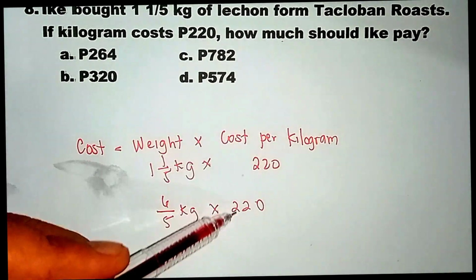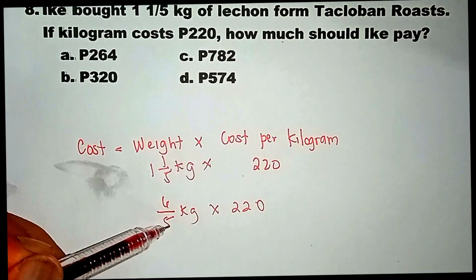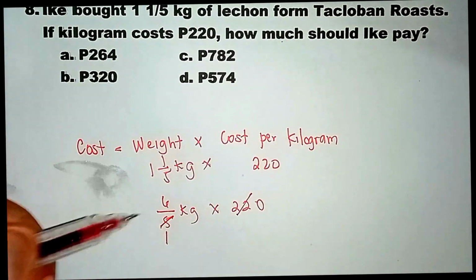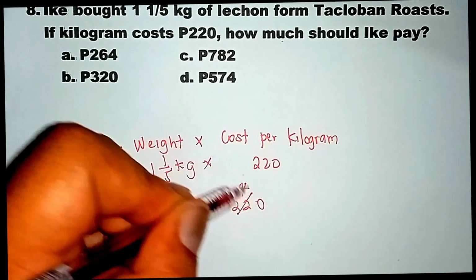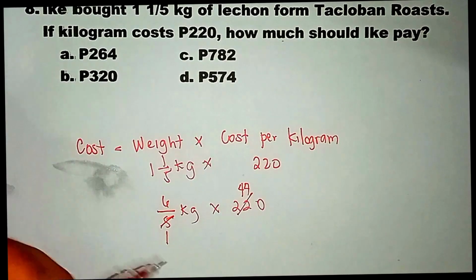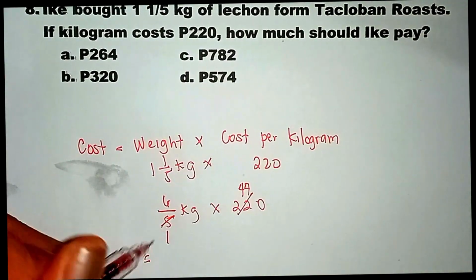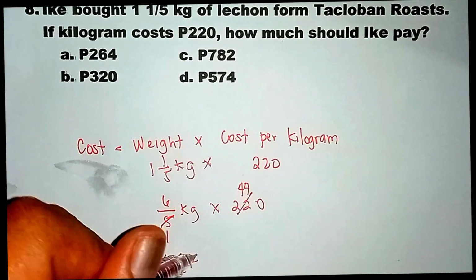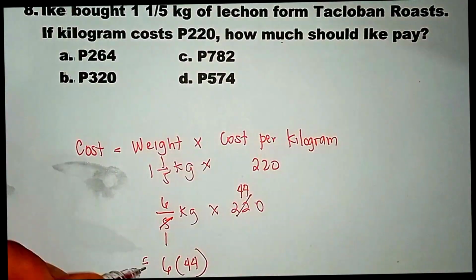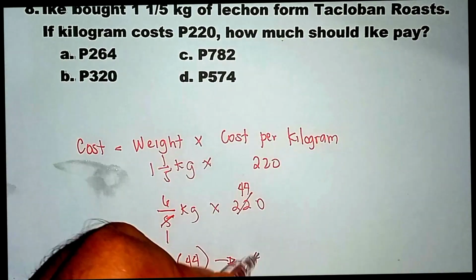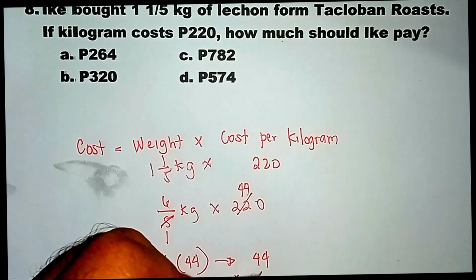Okay, then after that, 6 over 5 times 220, merong technique dito. Kunin mo yung common factor ng 220 saka 5. So, common factor nila is 5. So, 1 na ito and then 44 ito, kasi 220 divided by 5 is equal to 44. Next, multiply 6 times 44. So, i-multiply natin, no? 44 times 6.